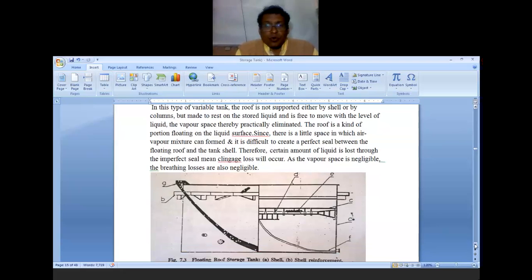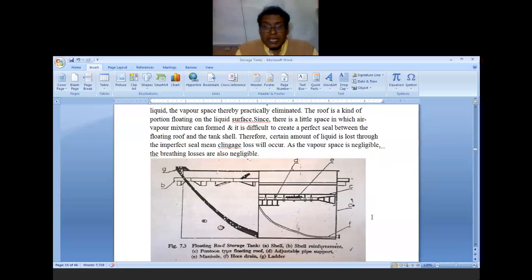So now what happens in this floating roof tank? There is a basic shell which is available. Then the C, that is your roof which is available. This is the pontoon type floating roof. Now this floating roof moves its position, and there is an adjustable pipe support which is provided to this pontoon roof.